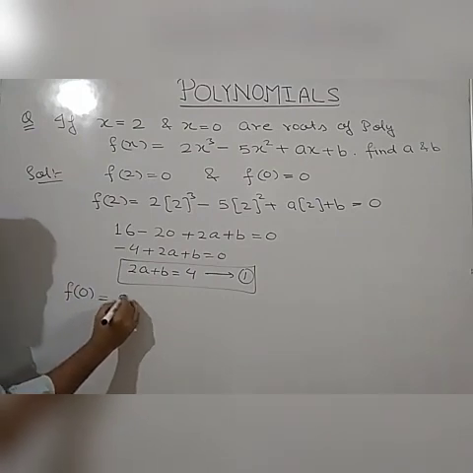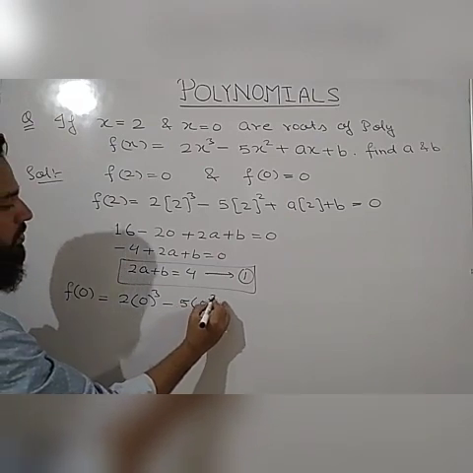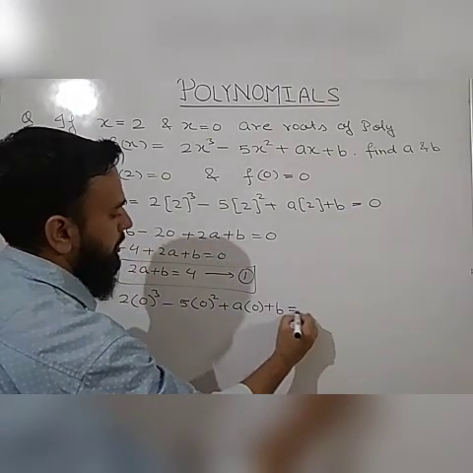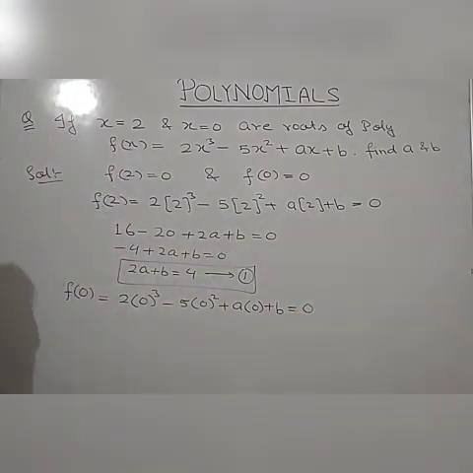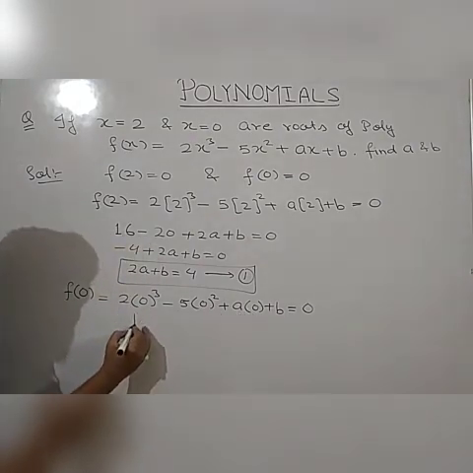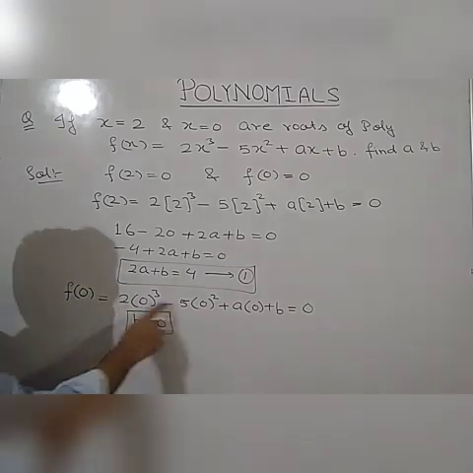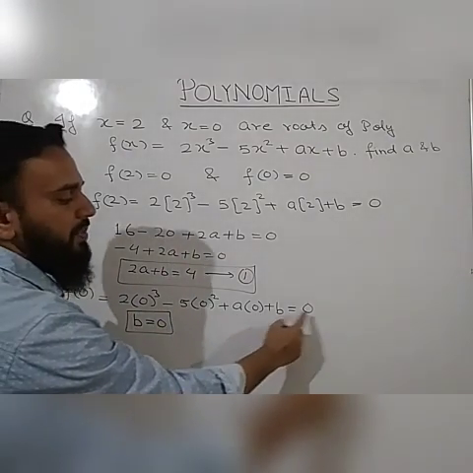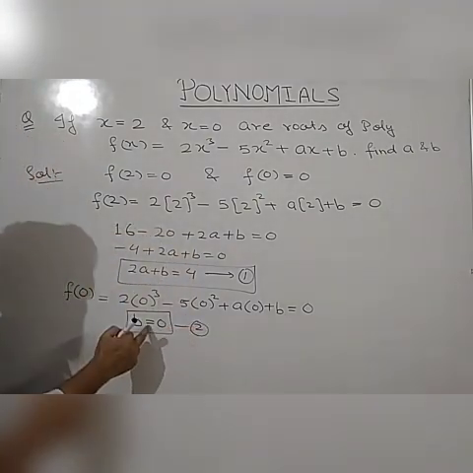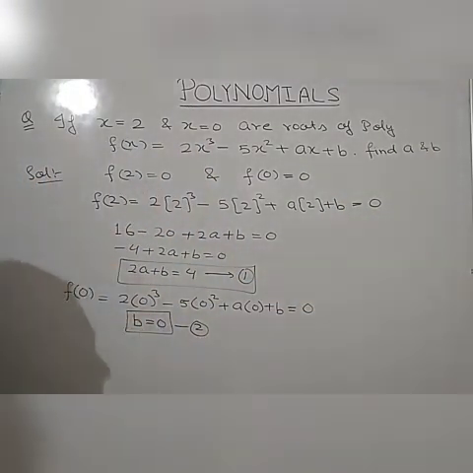So f(0) will be equal to 2 into 0 cube minus 5 into 0 square plus a into 0 plus b, and it should be equal to 0. So this term will be 0, this will also be 0, this will also be 0. So by solving it, we will get b is equal to 0. All these terms will be 0, only b will be remaining and b will be equal to 0. This is equation number 2. And we get the answer of b also. We have to find a and b, so we get the value of b is equal to 0.